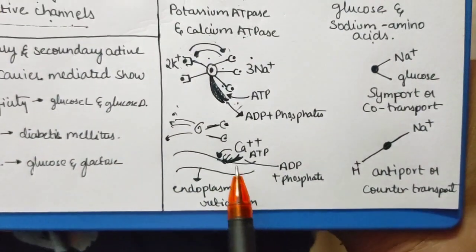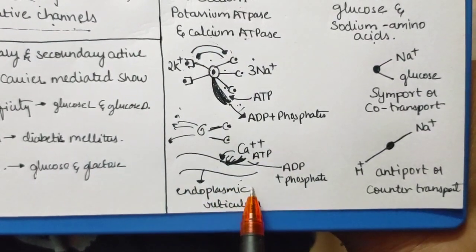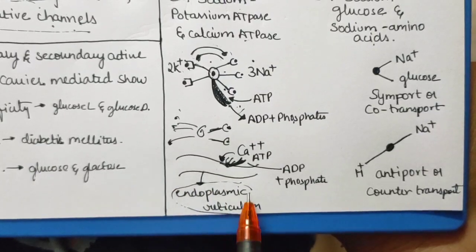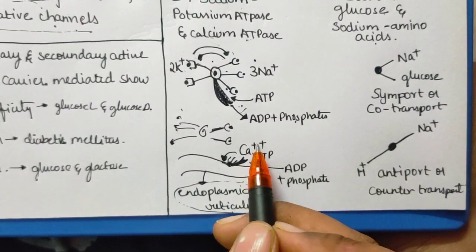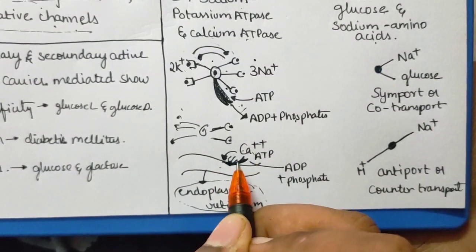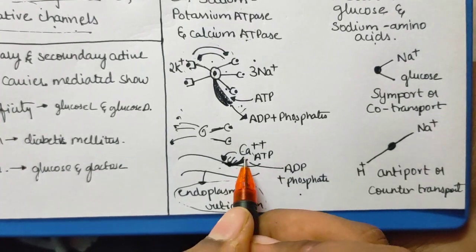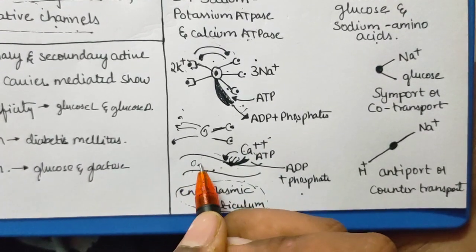And next is calcium ATPase, the second example. Here calcium ATPase works in the endoplasmic reticulum, where calcium is needed. So calcium from outside will go inside due to this receptor, where ATP is broken down into ADP and phosphate and energy is used directly. So calcium will go inside the endoplasmic reticulum.